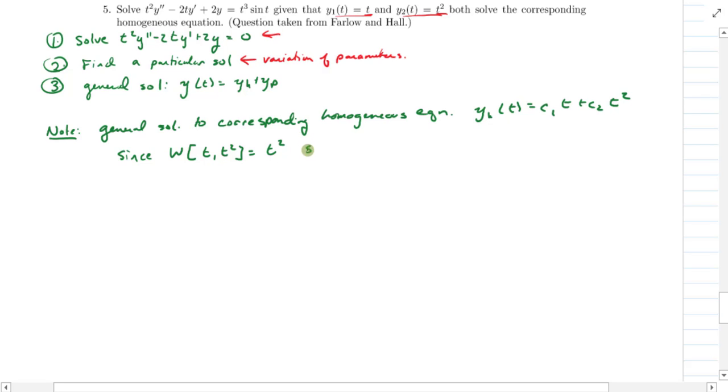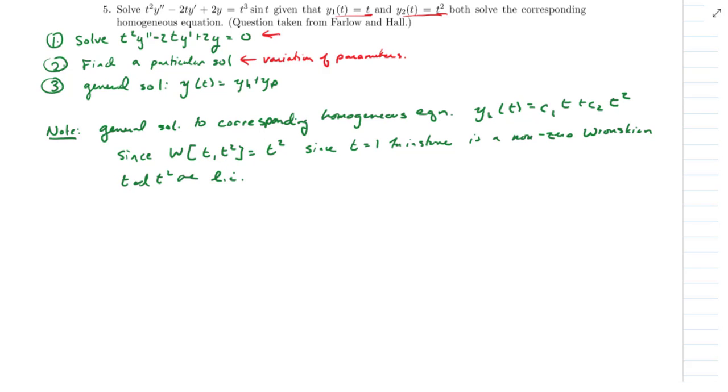So, since t equals 1, for instance, is a non-zero Wronskian, t and t squared are linearly independent. So just because I gave you these two solutions, it is important to note that they are linearly independent before you say that they give the general solution. Of course, you probably already knew that t and t squared were linearly independent. So now we just have sort of a plug and chug process left to find y_p.